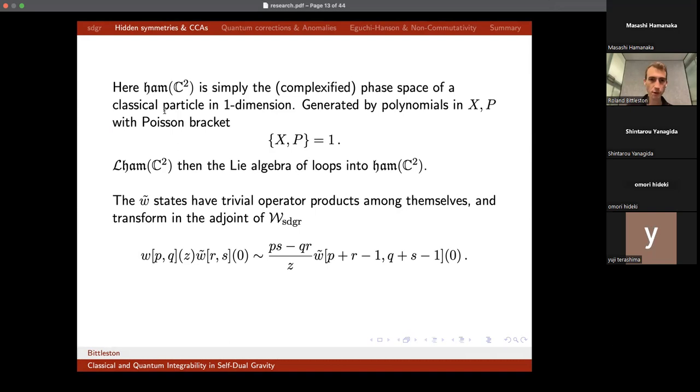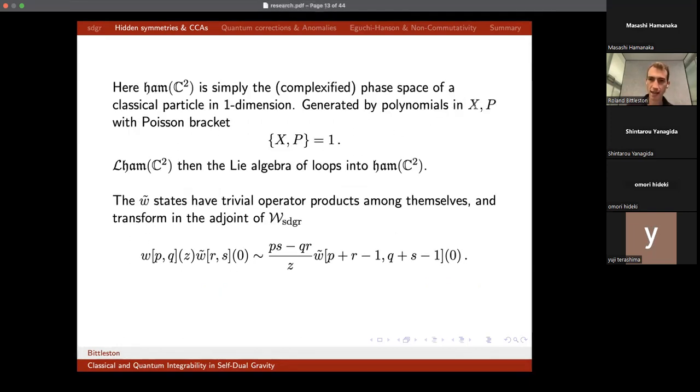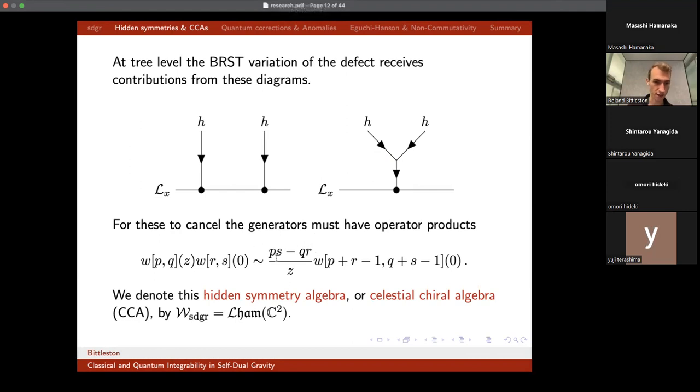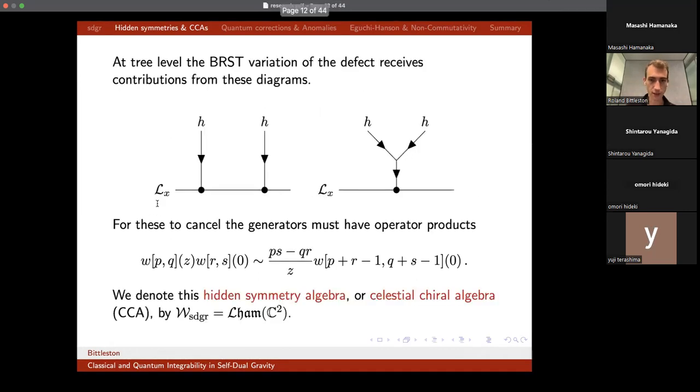The structure constants of ham-C squared are precisely this PS minus QR. I should think of this W_PQ as corresponding to the generator x to the power P and p to the power Q in this phase space. If I do the same for the second variable and take a commutator, I'd get this numerator. The L then just means that I take the loop algebra of ham-C squared. What that means is that now everything depends on a z, and there's a simple pole. It turns into a vertex algebra.